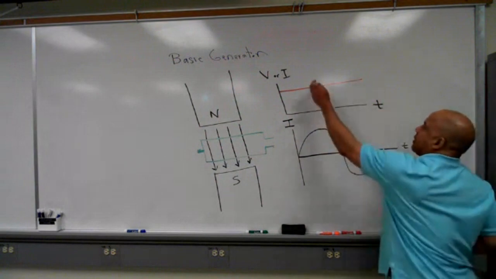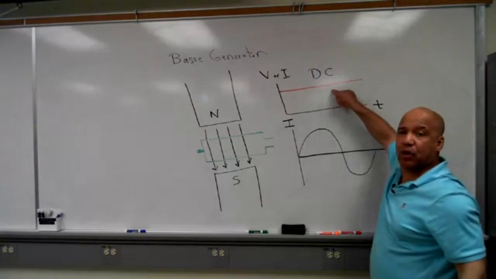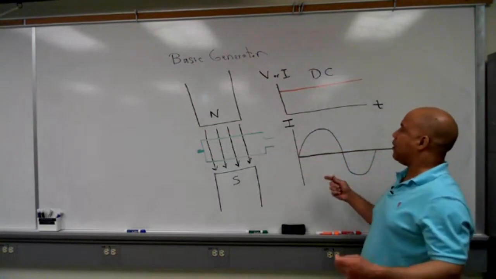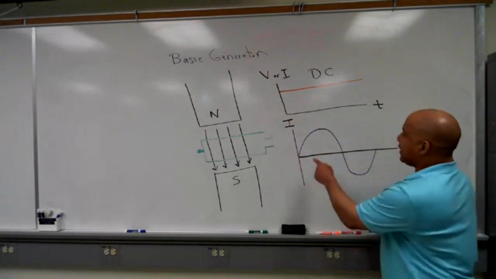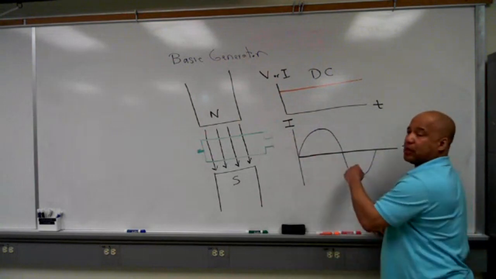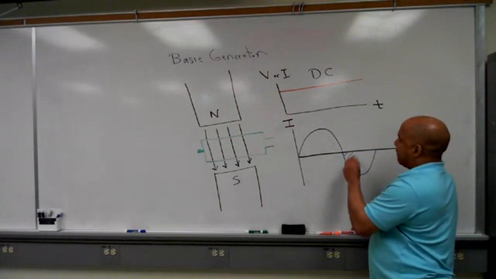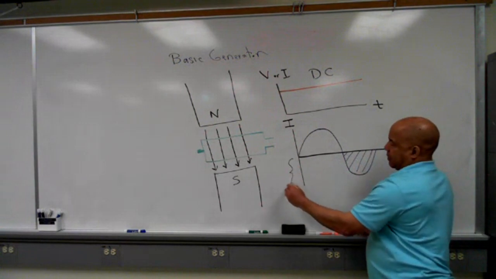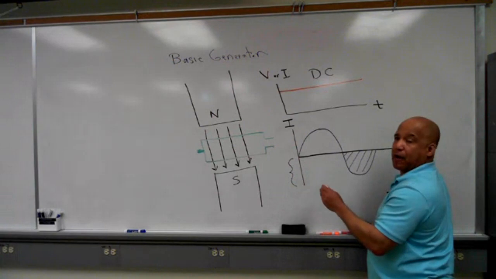So DC is constant. Direct current doesn't change in direction or magnitude. But when I have a current or a voltage produced by this rotating machine, it looks like this. It changes in both magnitude and direction. The fact that this part of the graph is below here where the negative values are doesn't mean I have a negative current.